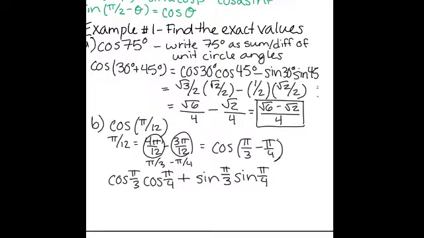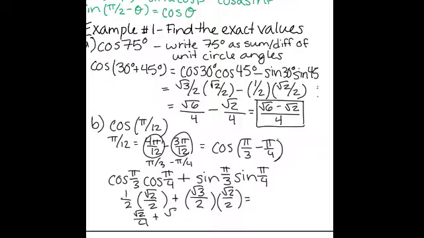Okay, so cosine pi over 3 is a half. Cosine pi over 4 is rad 2 over 2. Plus sine of pi over 3 is going to be rad 3 over 2. And the sine of pi over 4 is rad 2 over 2. So that's going to give me, let's see, rad 2 over 4 plus rad 6 over 4. It's a very similar answer. It'll be rad 2 plus rad 6 all over 4. That'll be my final answer.